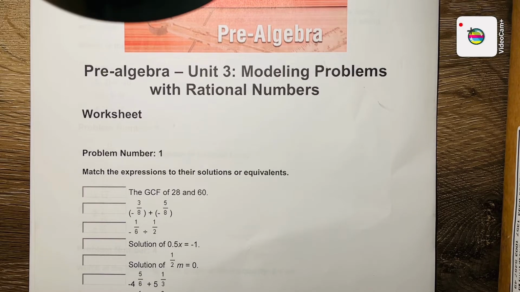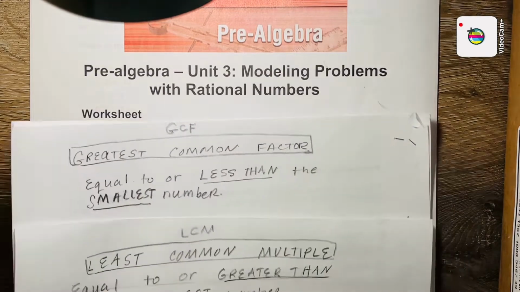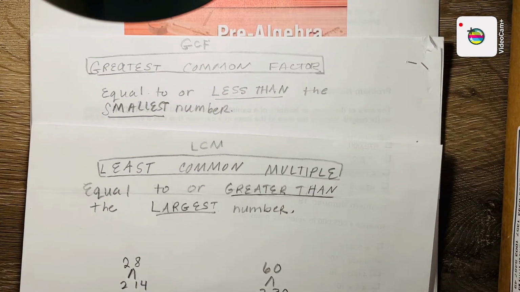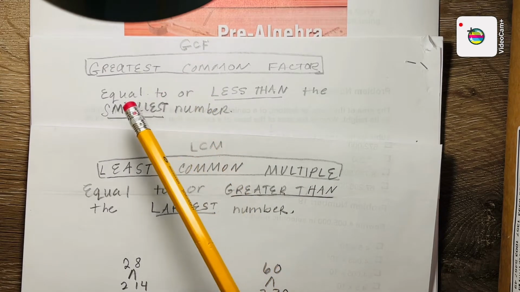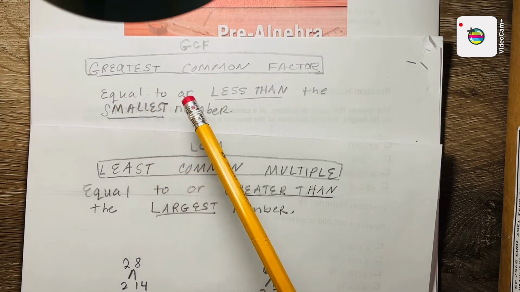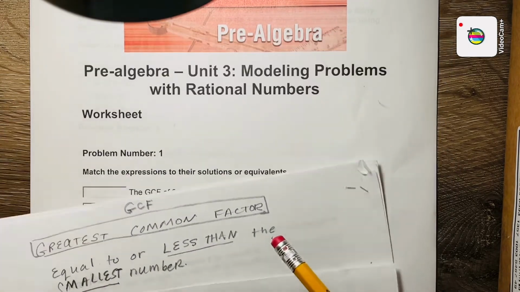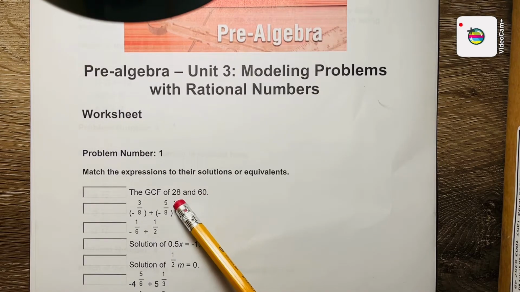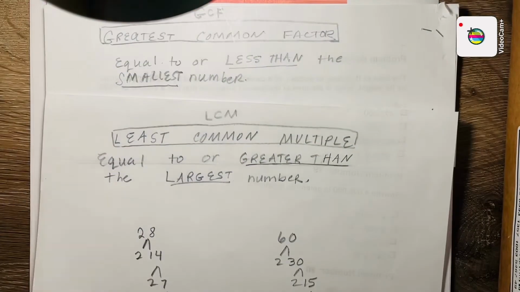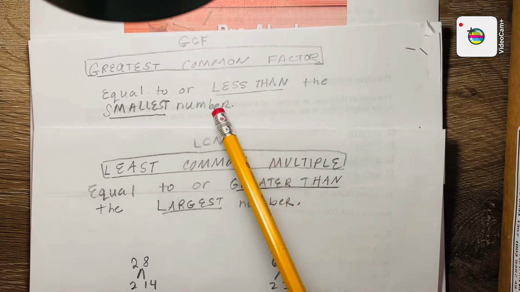Okay, so we're going to begin working on our study sheet for pre-algebra Unit 3, modeling problems with rational numbers. The very first problem on the study sheet is talking about the greatest common factor, so we're going to go over that real quick. Just to refresh your memory, the greatest common factor will always be equal to or less than the smallest number, okay? So out of these two, we know our greatest common factor is going to be equal to 28 or less than 28, okay? So while we're on the subject, we're going to go ahead and talk about GCFs and LCMs together.